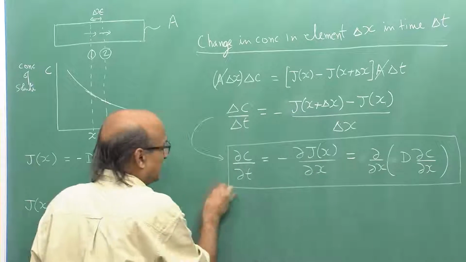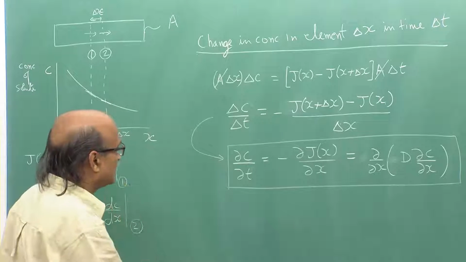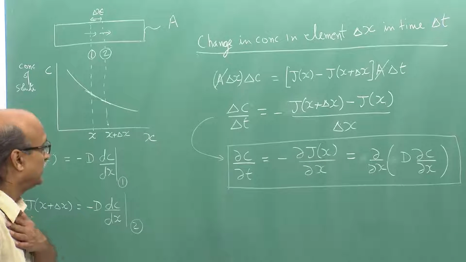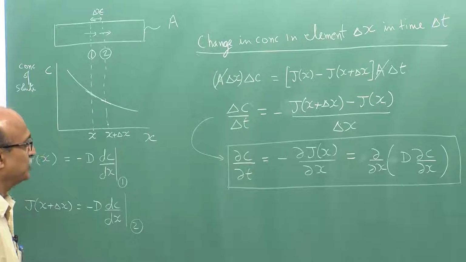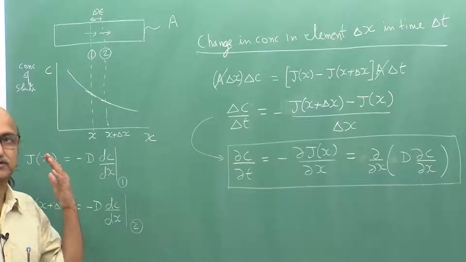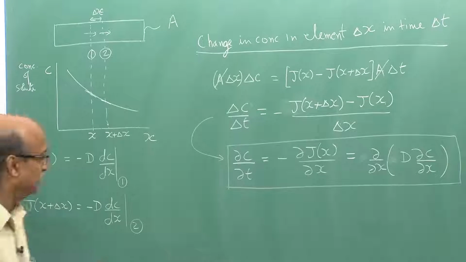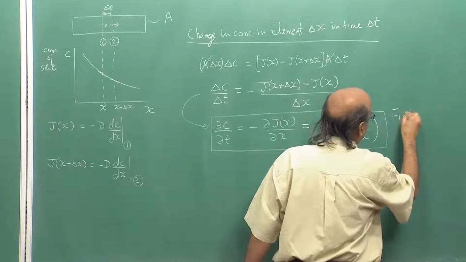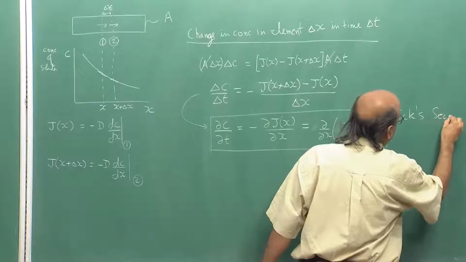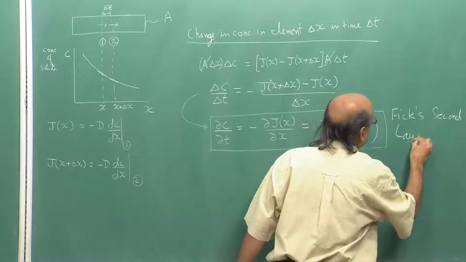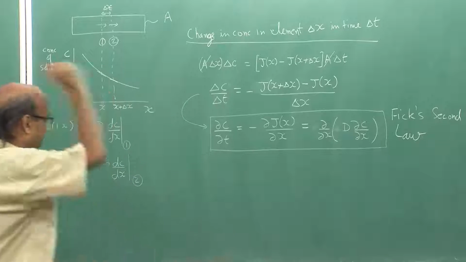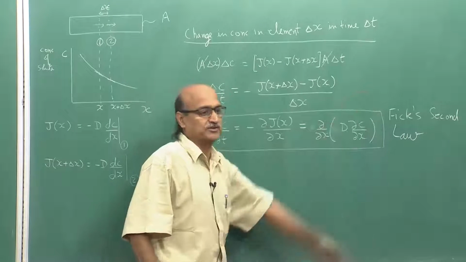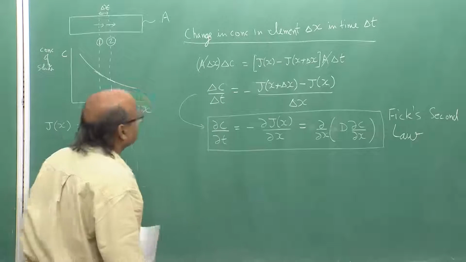So, this expression that we have is a differential equation which describes the change in concentration as a function of both distance and time, x and t. This relationship is also called Fick's second law. This is written in one dimension, one can generalize this to 3 dimensions as well.